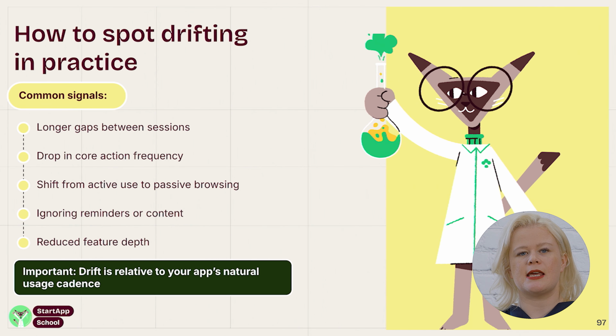And maybe as well they have a reduced depth of feature usage. So at one point they might have been using the full flexibility of the product, and now they're sticking to maybe one feature or using certain features less. So it's important to also consider that drift is relative to your app's natural usage cadence, as we talked about earlier. So for example, if we go back to our period tracking app, if a user is drifting, that would typically mean that they're not using the app on a monthly basis.